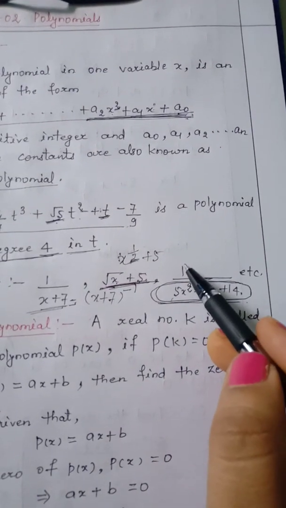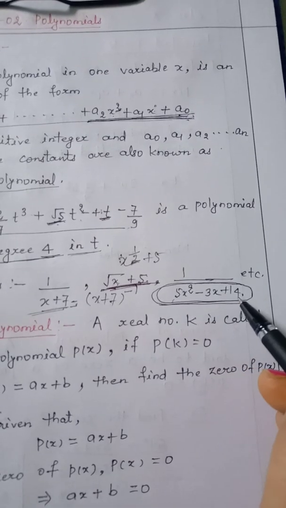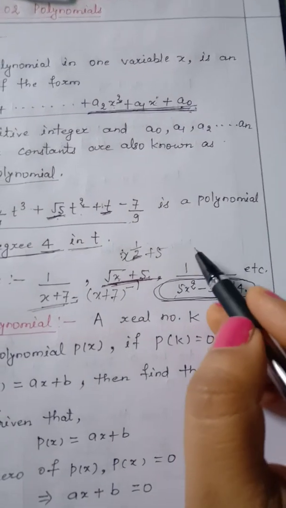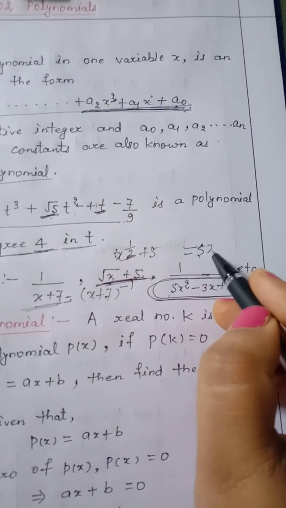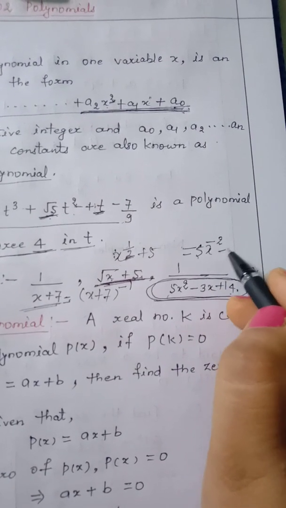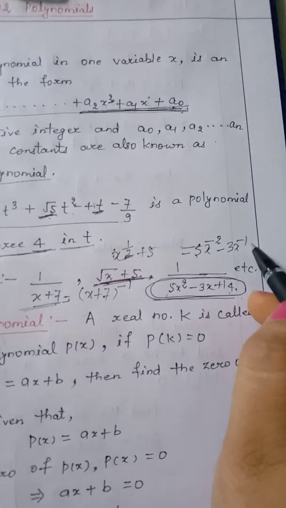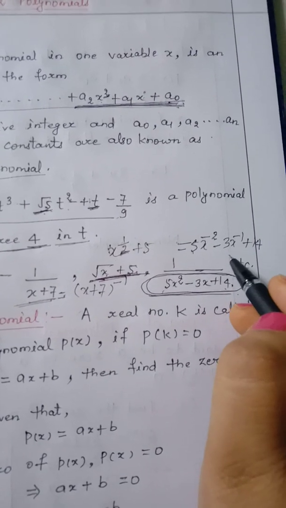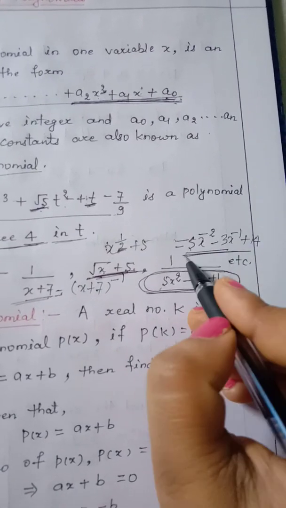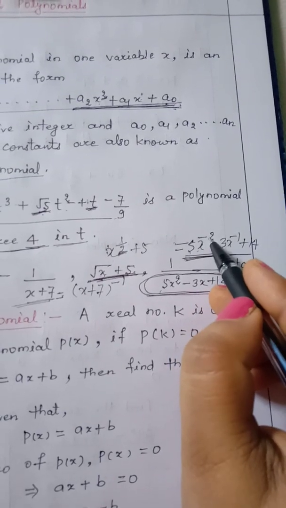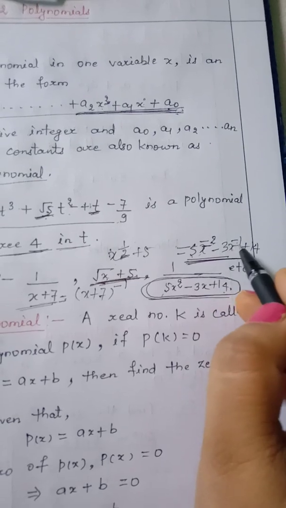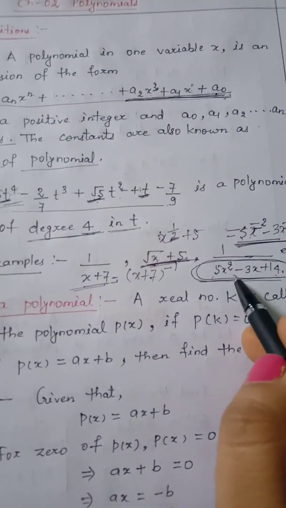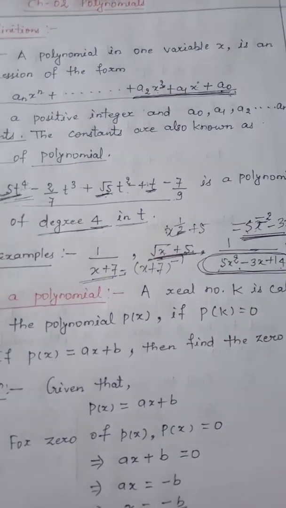But here it is 1 by (5x square minus 3x plus 14). If we simplify this, we can write it as 5x to the power minus 2 minus 3x to the power minus 1 plus 14. We can easily see that here x to the power minus 2 and x to the power minus 1, it means the powers of the variables are in negative form. That's why this is a non-example of a polynomial.